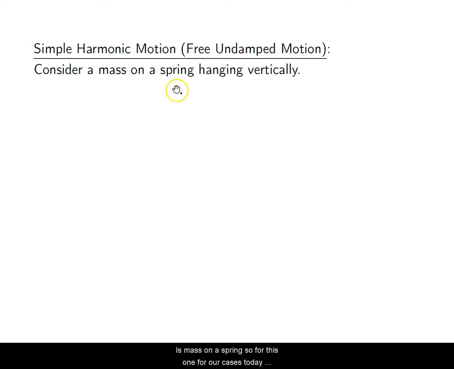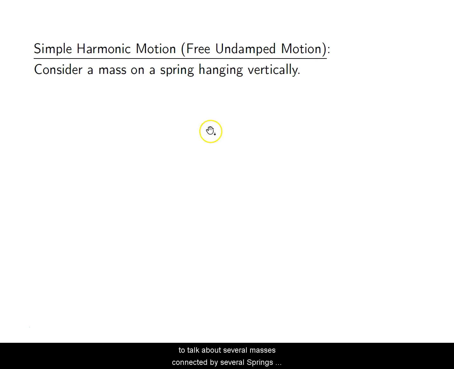So the most simple one that we're going to talk about is mass on a spring. So for our cases today, we're going to consider a mass that is hanging on a vertical spring, okay? So when I studied this in college, most of the time I looked at a horizontal system, okay? And so you can talk about this horizontally as well, but today we're going to talk about it vertically.